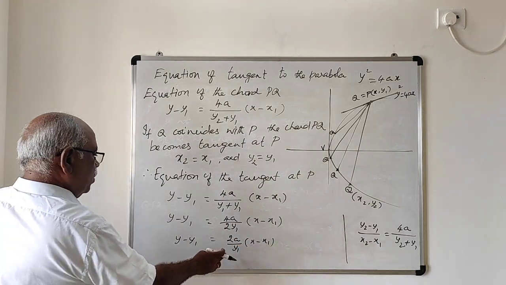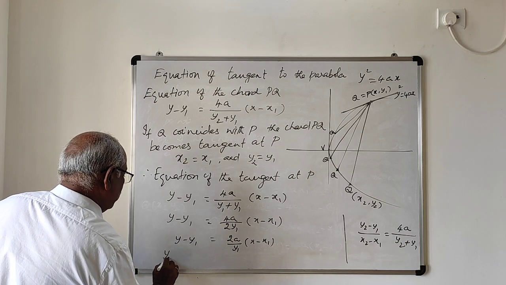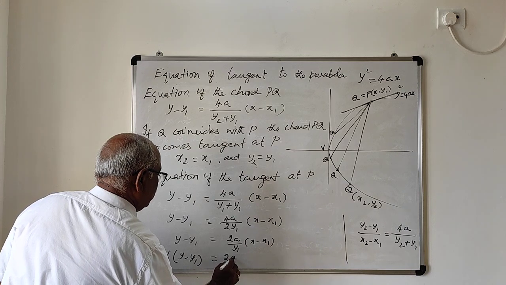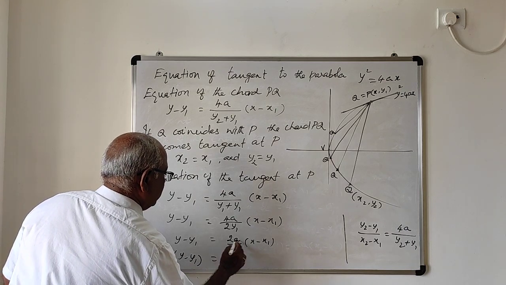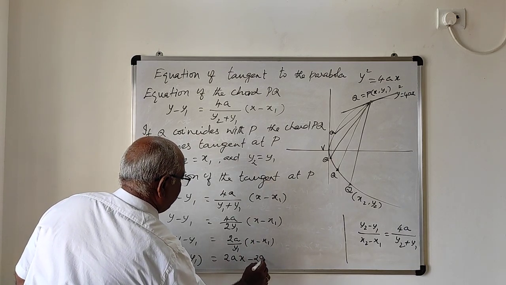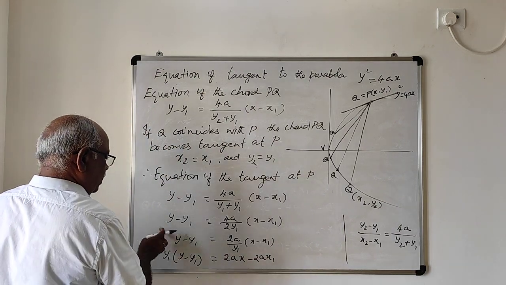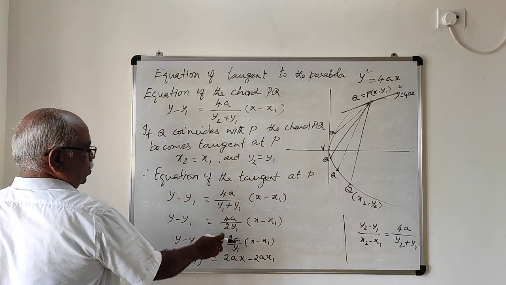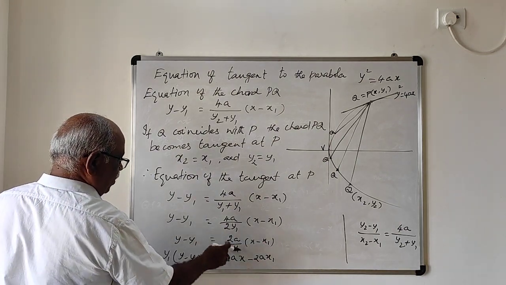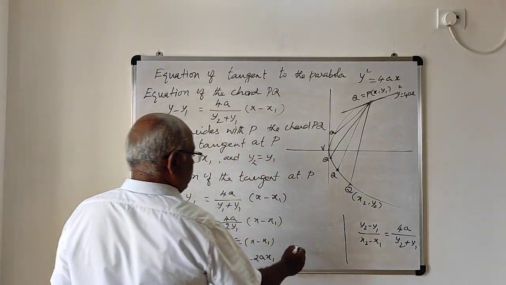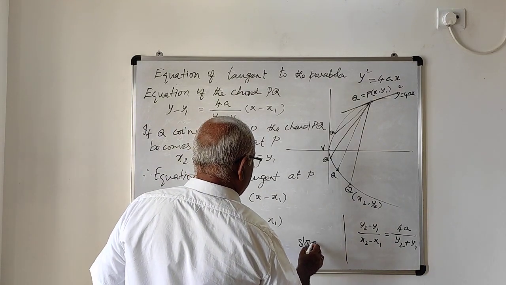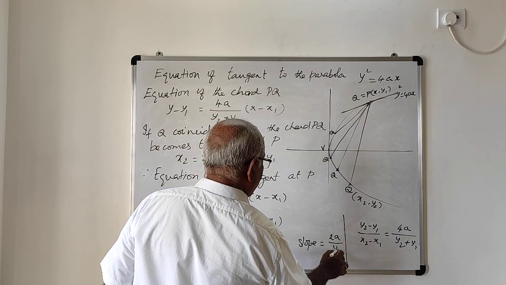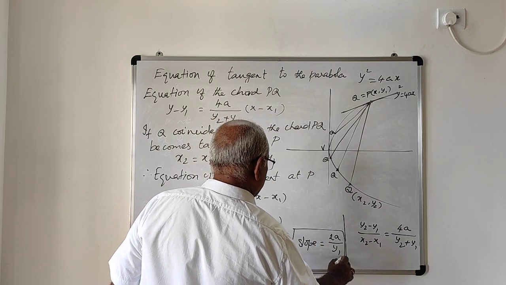Multiplying by y1, the left hand side you get y1 into (y minus y1) equal to 2ax minus 2ax1. This 2a by y1 is the slope of the tangent. The slope of the tangent is 2a by y1. You remember, this is the slope of the tangent.